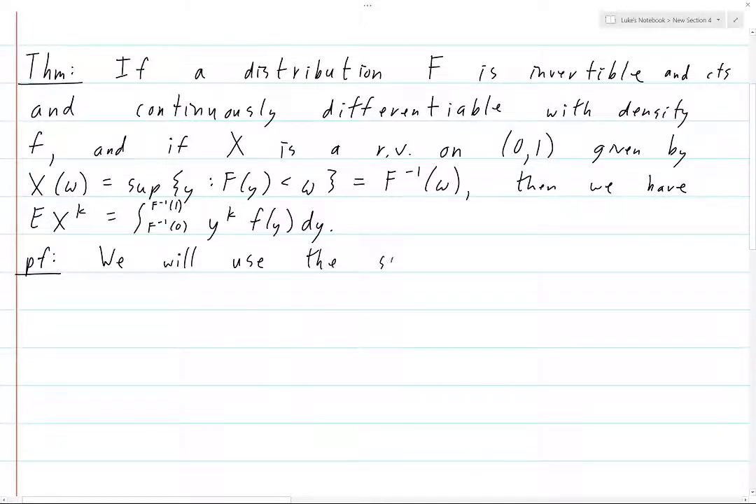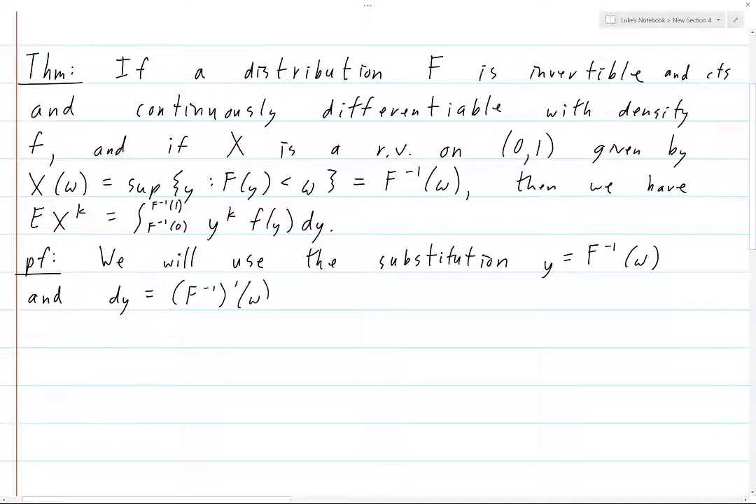So we're going to use a substitution. Well, not a u. We're going to use the typical Calc 1 type of substitution that you use for integrals. So it's going to be y equals F inverse of omega. And then we differentiate both sides. We get dy is going to be F inverse prime of omega d omega.